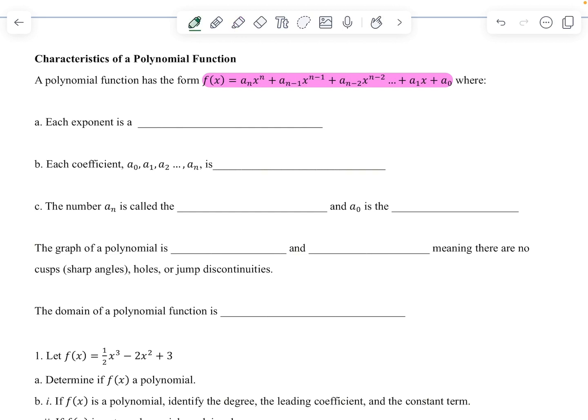The first is that each exponent is a non-negative integer. Second, each coefficient, a sub 0, a sub 1, a sub 2, each of the coefficients is a real number. And third, the number a sub n is called the leading coefficient, and a sub 0 is the constant term.